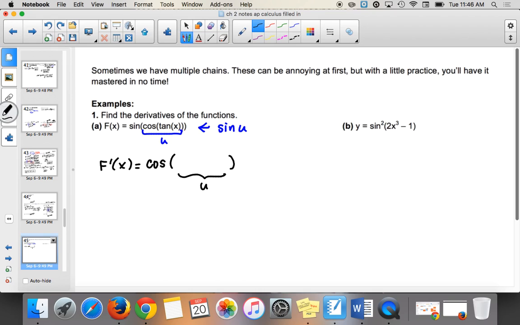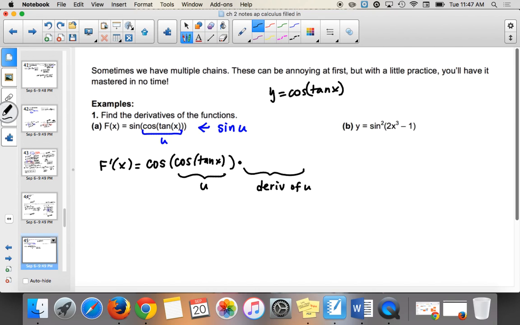So our u is going to be cosine of tangent of x. So we keep it the same. And then we multiply by the derivative of u. So it's like you're doing a two-part problem. So now you're saying, okay, now my equation is y equals cosine of tangent of x. How do I take the derivative of that?